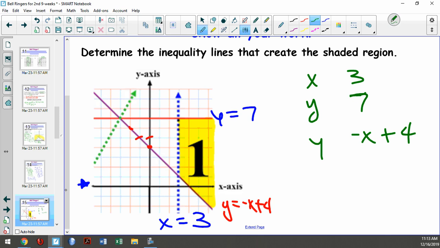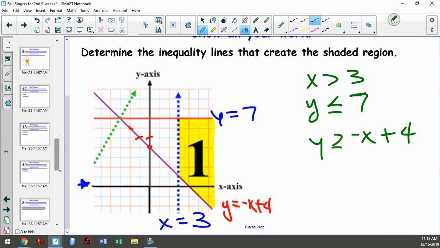Why is x greater than? Shaded to the right, and it is what? Dotted. So this is going to be strictly greater than. Y is equal to 7. Solid or dotted, above or below? Solid and below, so this is going to be less than or equal to. And y is equal to negative x plus 4. Is it solid or dotted? Solid. Is the shading above it or below it? Above it, so it's going to be greater than or equal to. Do we all understand that, yes or no? We good?